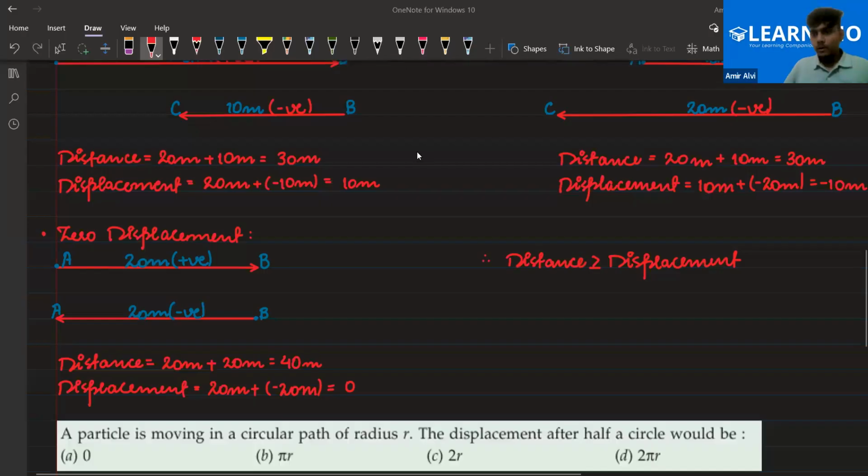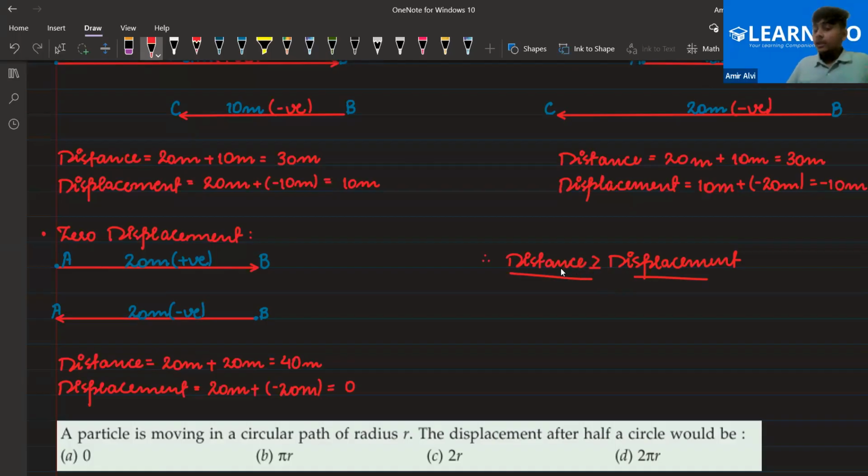Before that, this equation is very, very important to understand, everyone. Distance is greater than or equal to displacement. So what does it mean basically? Displacement can only be equal to distance. It will not exceed the magnitude of the distance. Clear, all of you?